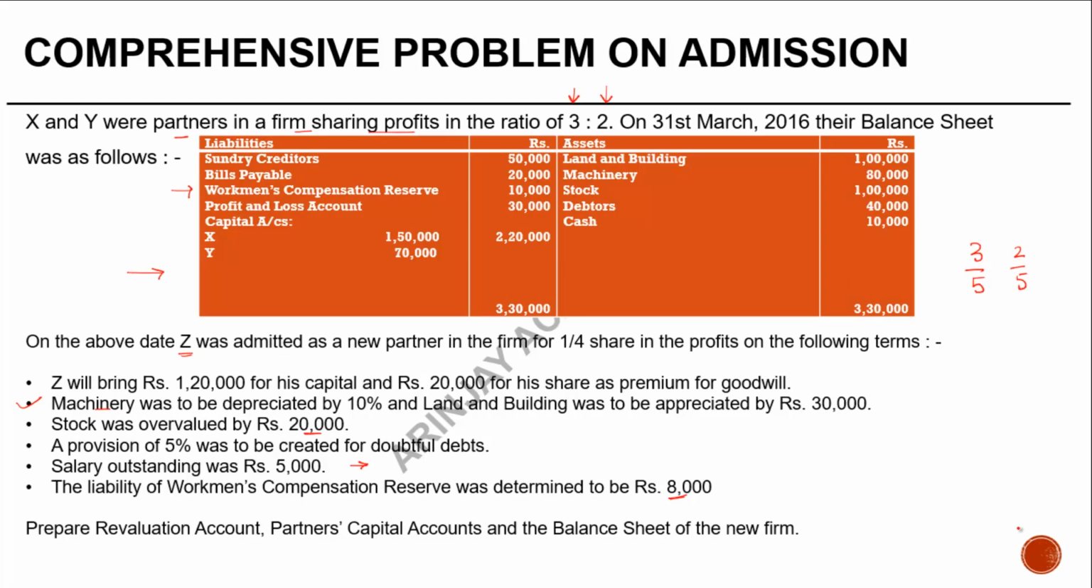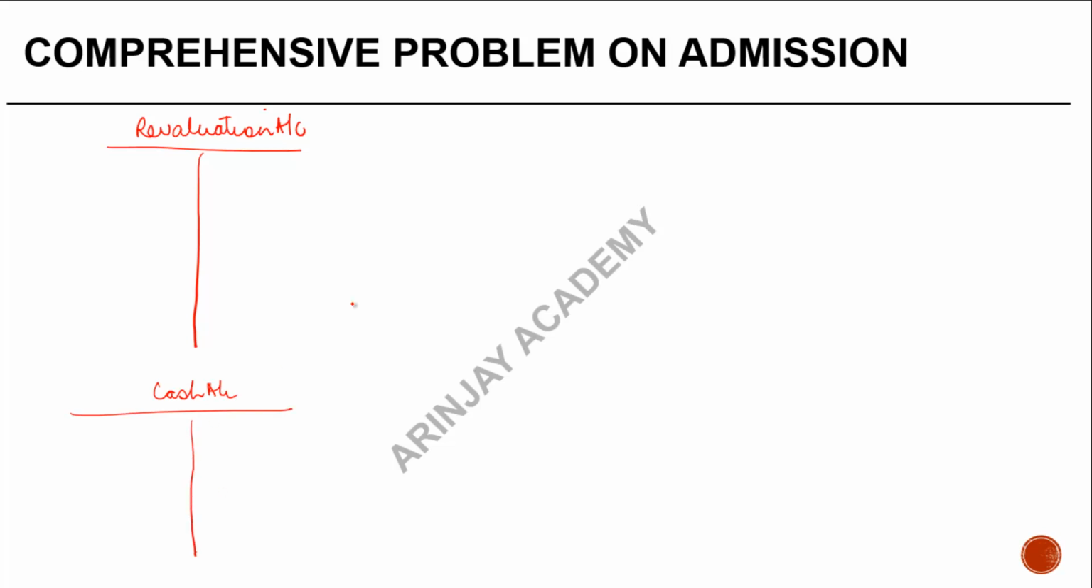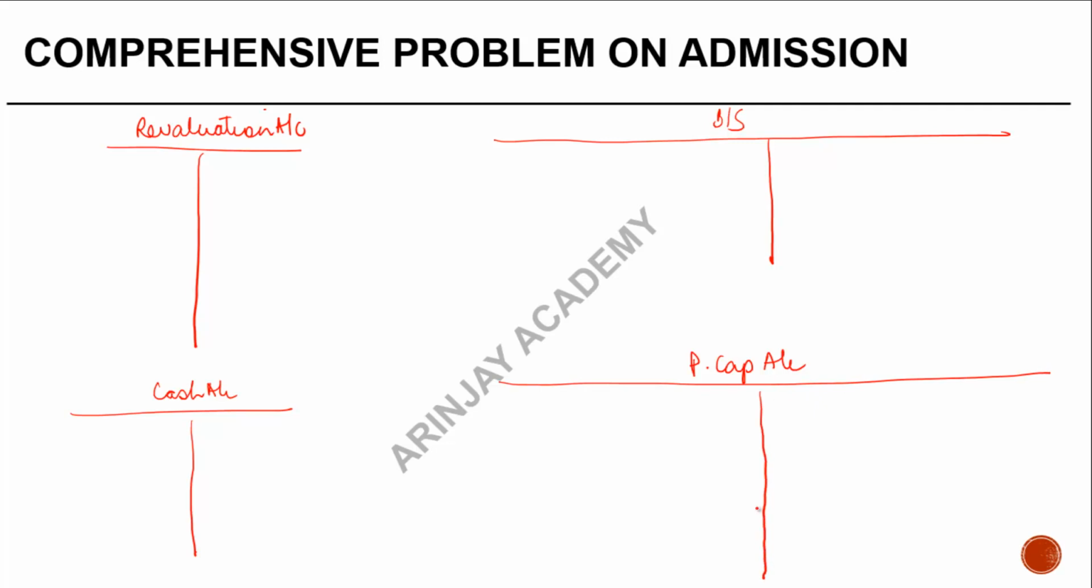So how do you want to go about it? What we're going to do is approach them one by one, okay, and then resolve it. So we need to prepare the revaluation account, okay, we need to prepare the cash account, we need to prepare the balance sheet, and we also need to prepare the partner's capital account. I try to accommodate all four of them within this page because that is going to make it easier for you to understand this.